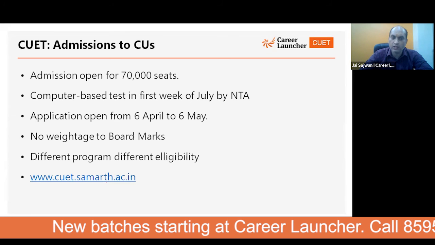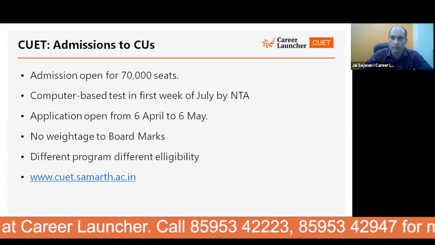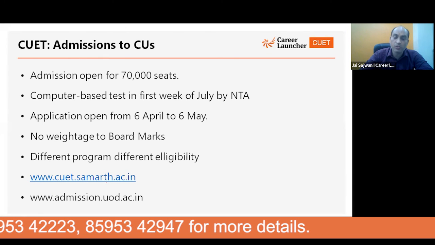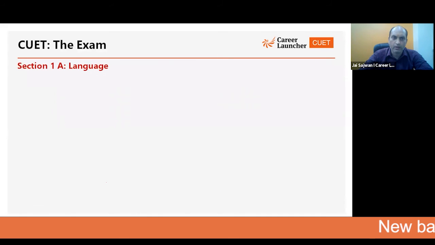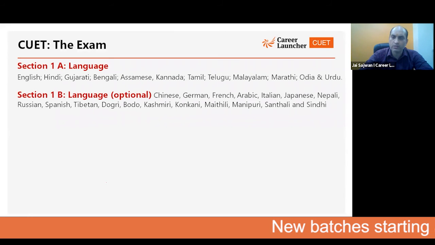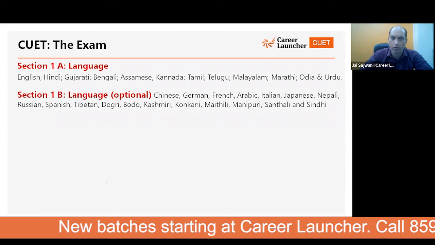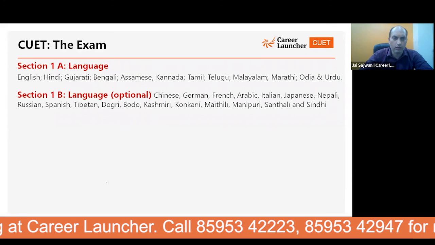Different programs have different eligibility. And of course, you can register yourself at cuet.samarth.ac.in. If you talk about Delhi University, this is also given because it is very difficult to find on the web. It is admission.uod.ac.in. Fine. These are the languages that you can take: English, Hindi, Gujarati, Bengali, Assamese, Kannada, Tamil, Telugu, Malayalam, Marathi, Odia, and Urdu.